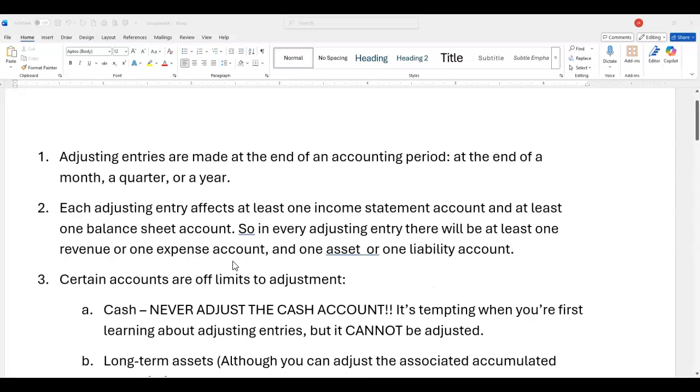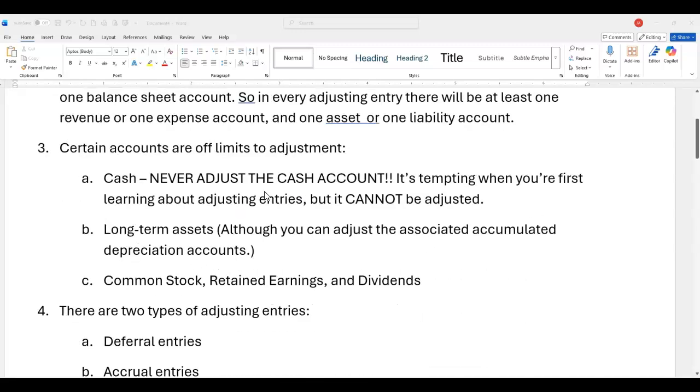Here's a couple of things to remember. You can never adjust cash. It's tempting to want to include cash in your adjusting entries, but you can't. Cash can never be adjusted. You can't adjust long-term assets. You can't adjust buildings. You can't adjust vehicles. You can, however, adjust the associated accumulated depreciation accounts. And then common stock, retained earnings, and dividends are all off limits. You don't adjust those accounts either.